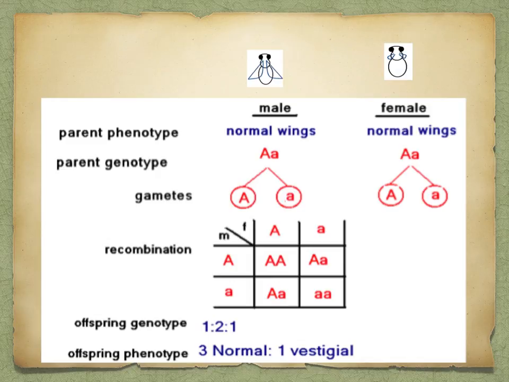Now if you cross the F1 generations with each other, you'll see a ratio of 3:1. 3 normal, 1 vestigial. This means that the parents are heterozygous flies. Now you need to keep these ratios in mind when we discuss test crosses. So if the parents are each homozygous, what ratio will your F1 generation be? It's going to be all of the dominant allele. If your parents are heterozygous, what will the ratio be? It'll be 3:1.